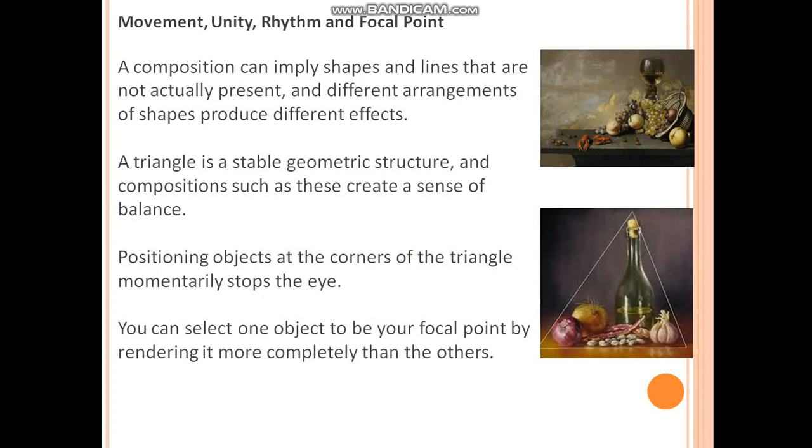A composition can imply shapes and lines that are not actually present, and different arrangements of shapes produce different effects. A triangle is a stable geometric structure, and compositions such as these create a sense of balance. Positioning objects at the corners of the triangle momentarily stops the eye. You can select one object to be your focal point by rendering it more completely than the others.